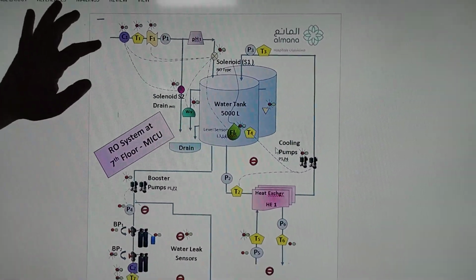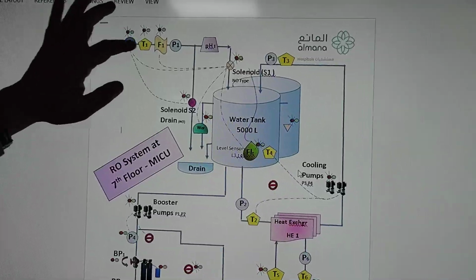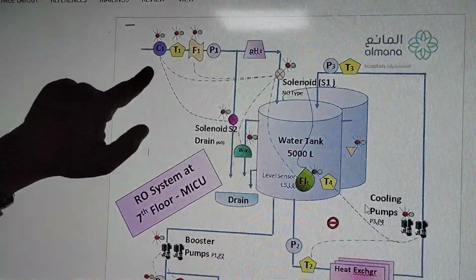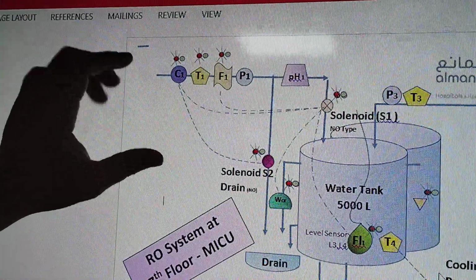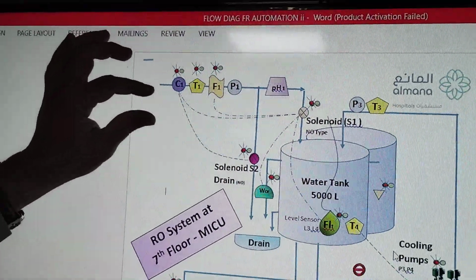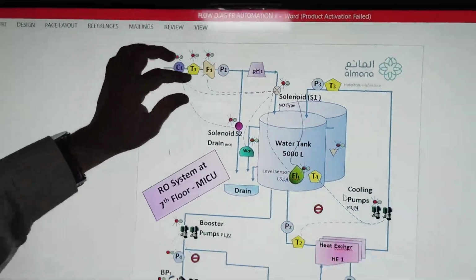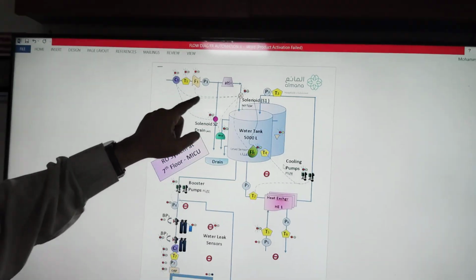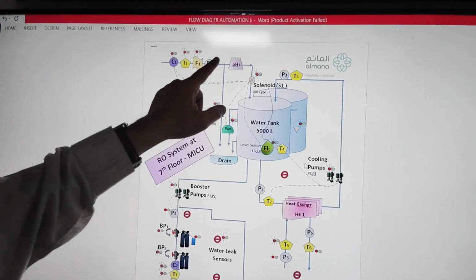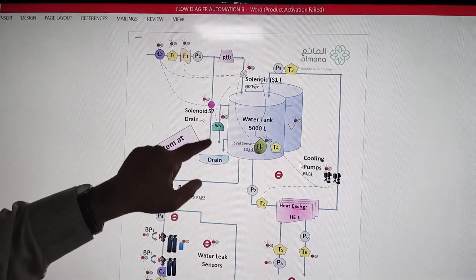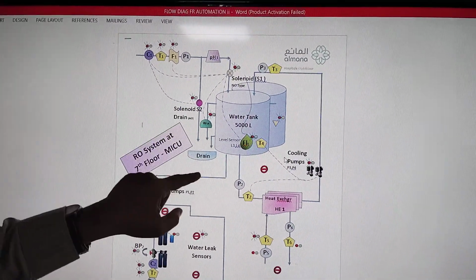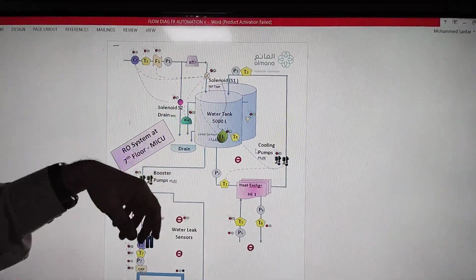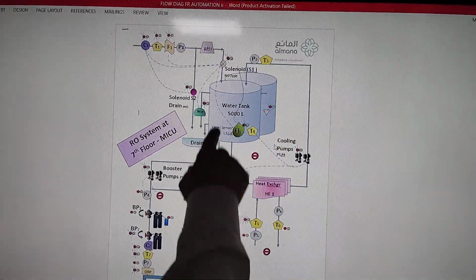So once the water comes in, before it comes into the tank, it has to pass through all these sensors. One is the conductivity sensor. The conductivity sensor will monitor the quality of the water. If the quality is not good, meaning it is not within the conductivity limit, it will not allow the water to go into the tank. Instead, it will allow it to go into the drain. It will drain the water till the quality of the water is good. It will flush the water out.